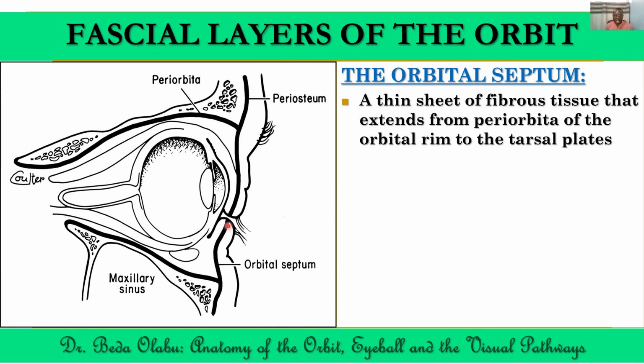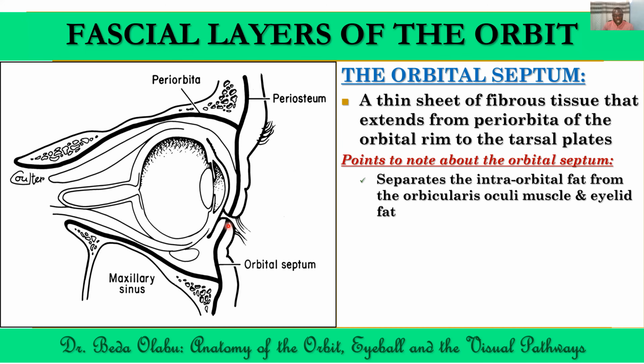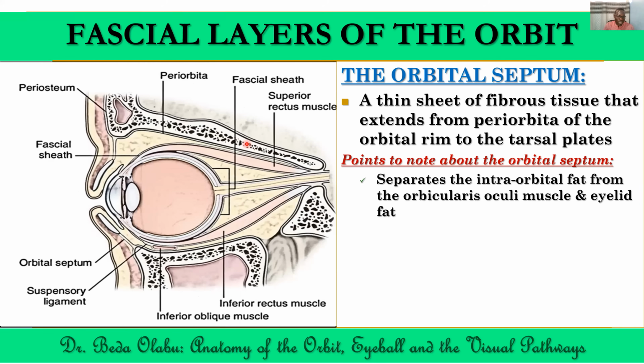Now, the eyelids usually have fibrous material within them, which you call the tarsal plate. So this orbital septum goes up to this tarsal plate, superior and inferior tarsal plate. Some points to note is that the orbital septum separates the intraorbital fat from the orbicularis oculi muscle and the fat within the eyelid. Maybe this is a better image to illustrate that.